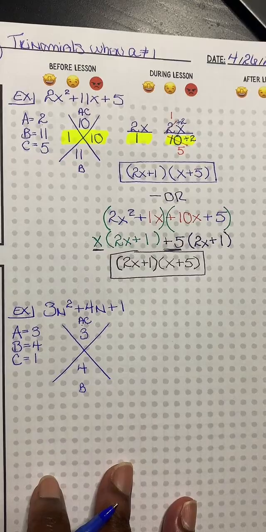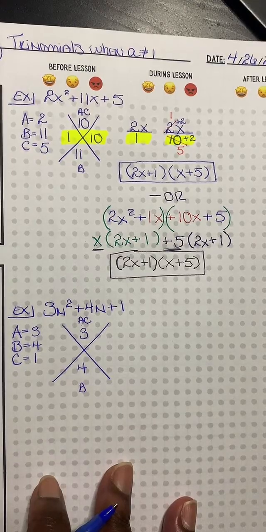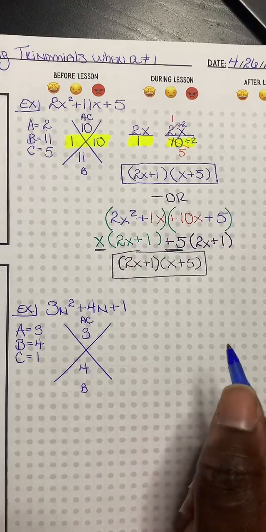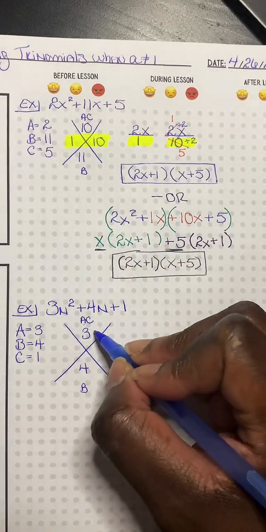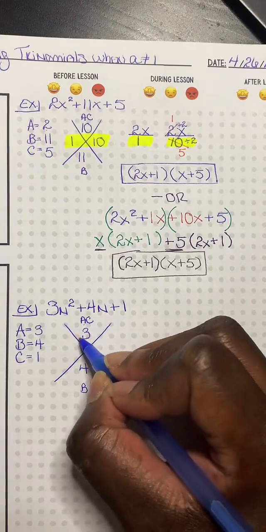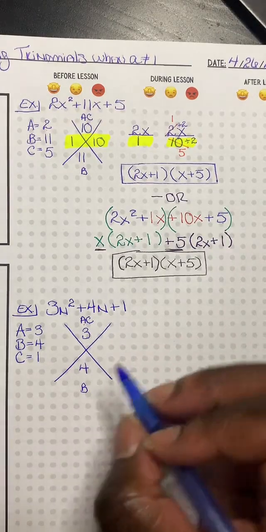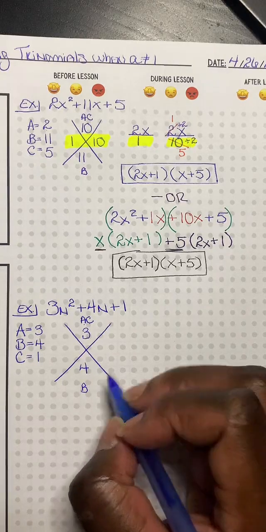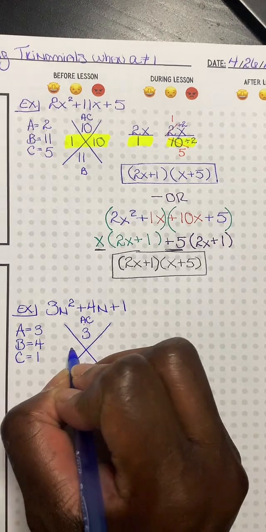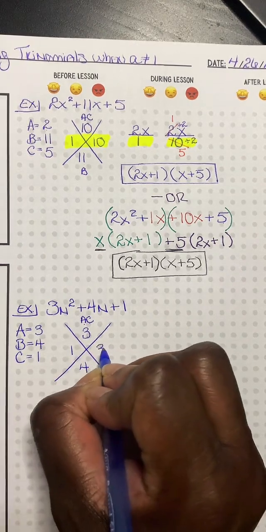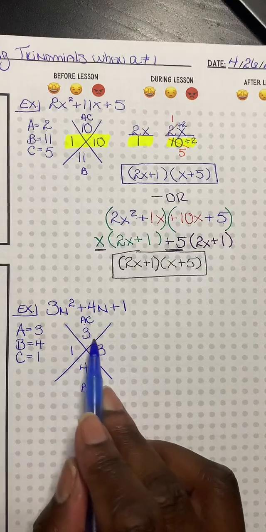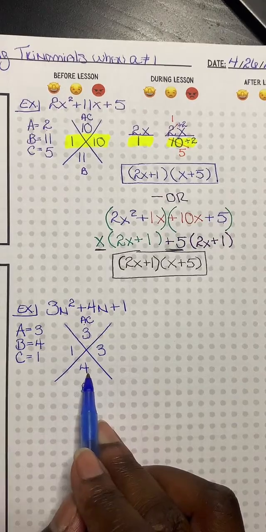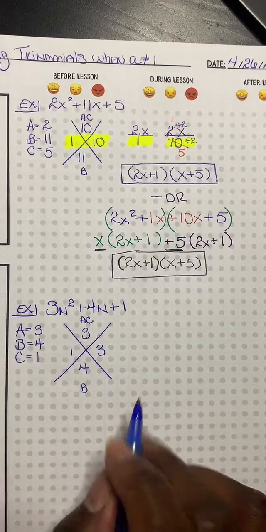All right, so I'm being told 1 and 3. Do we agree? Because we need two numbers that multiplied together give me 3 and added together give me 4. Yes, good. So we got a 1 and a 3, because 1 times 3 gives me 3, and 1 plus 3 gives me 4.